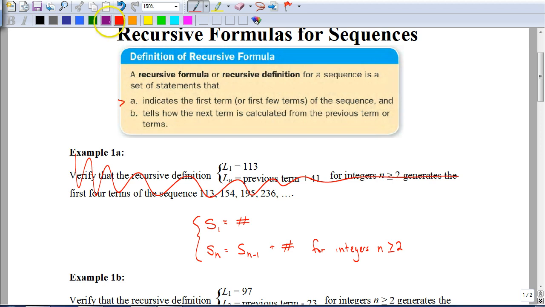But with this phrase, for integers n is greater than or equal to 2, n refers to your term number. We already know the first term. We already know that the first term is going to be some number here. And so we're going to use this method to find the next term in the sequence for the second term on. So the way that we phrase that is we're going to say for integers where n is greater than or equal to 2. Again, that phrase refers to the fact that we're going to be using that formula for the second term on.